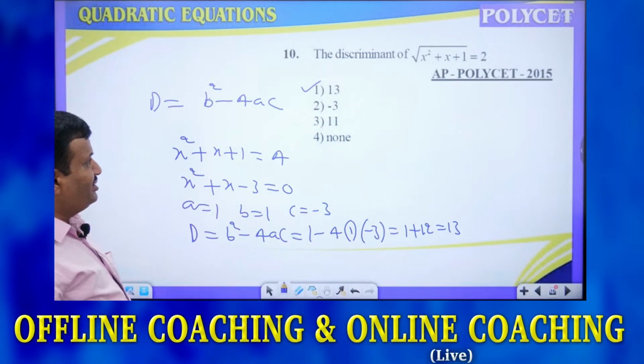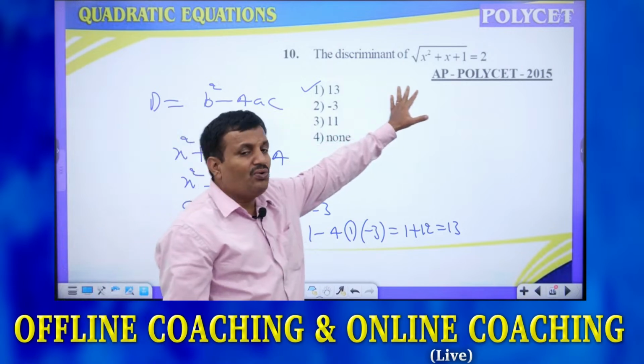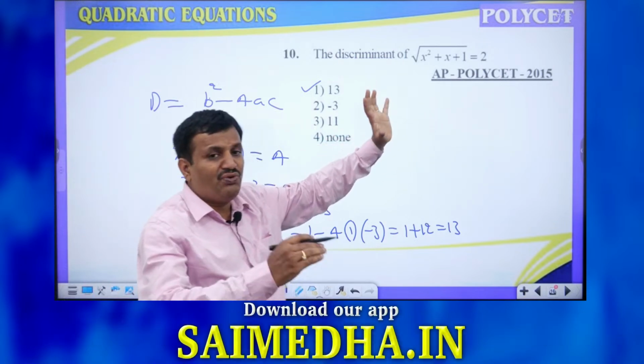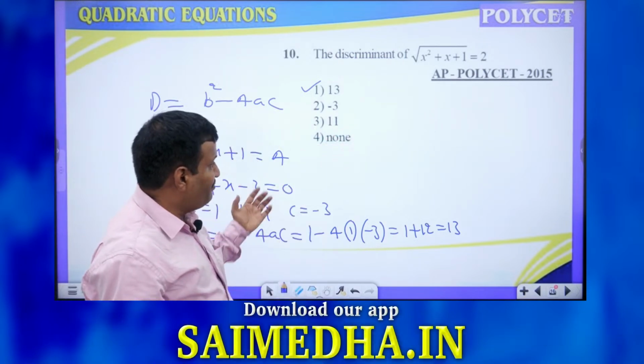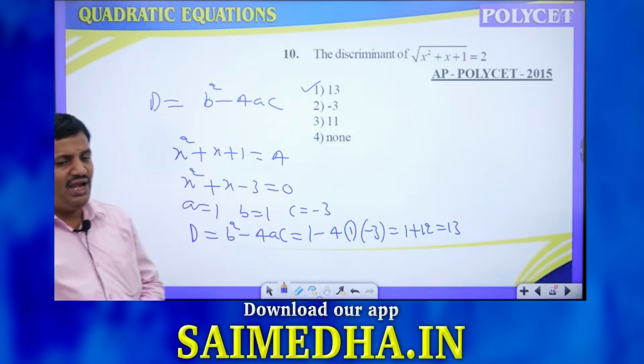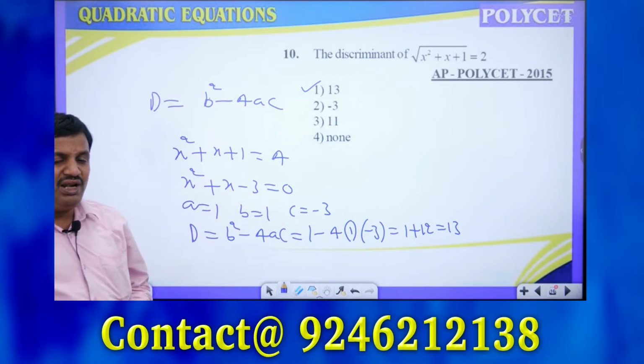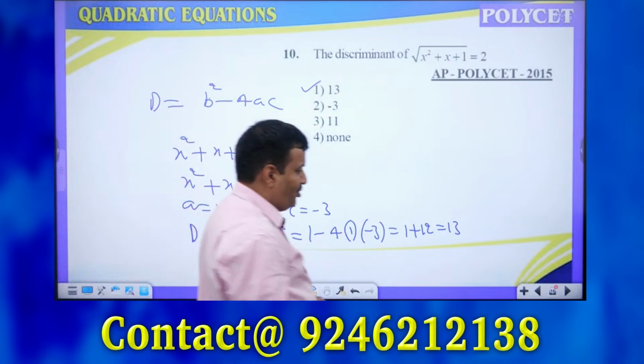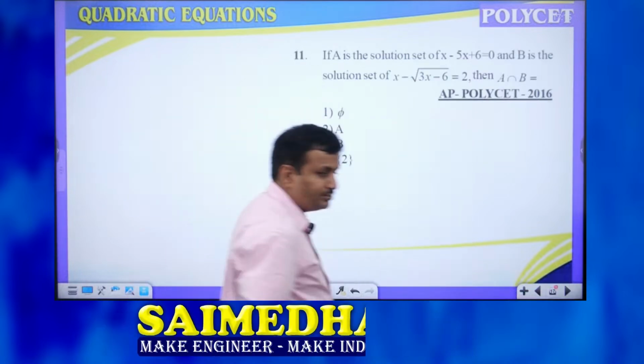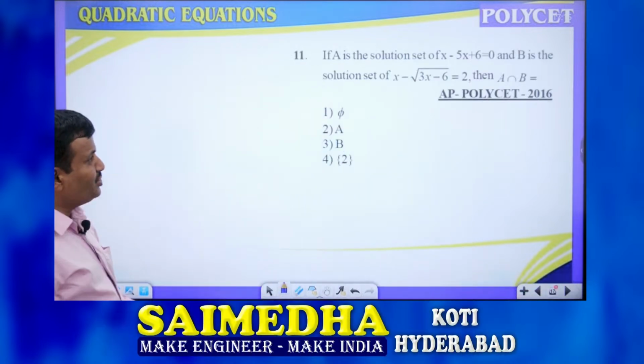What are we doing here? We have to form the quadratic equation first, squaring on both sides. Then find out the different values of a, b, c and also use the discriminant formula b square minus 4ac. Very good. Coming to our next question.